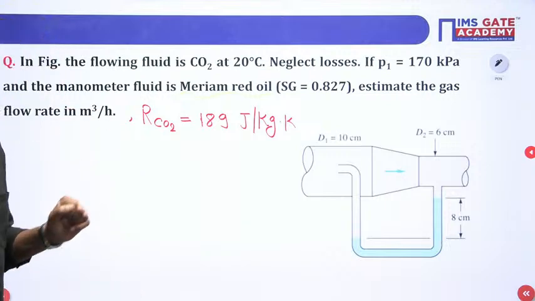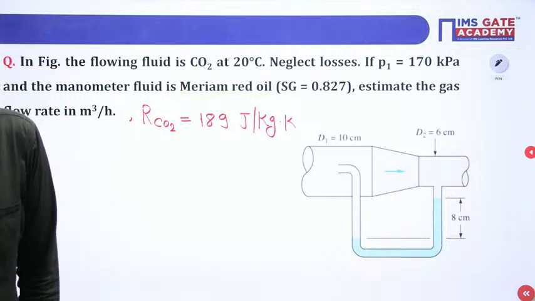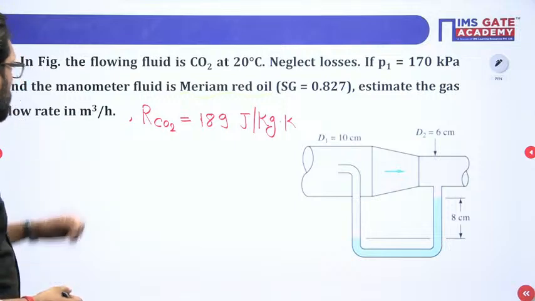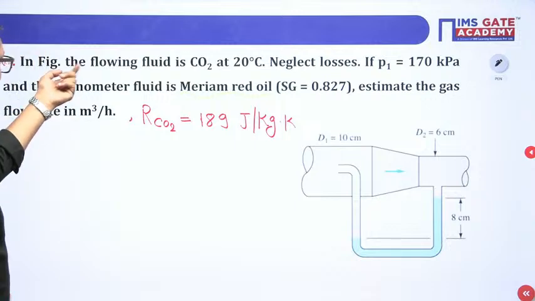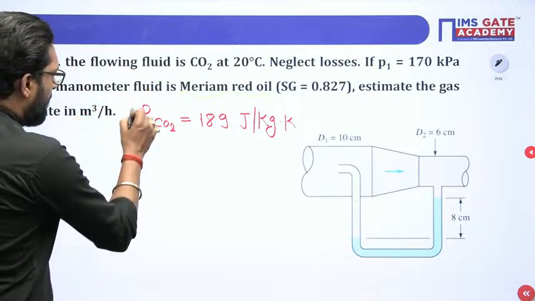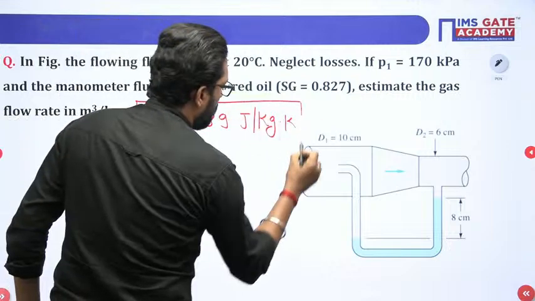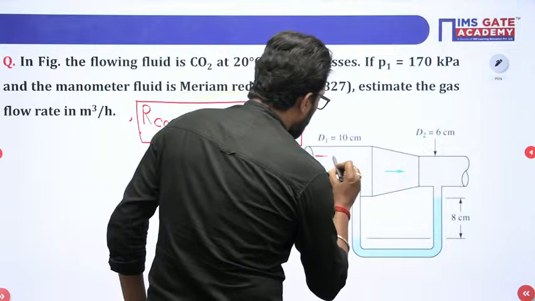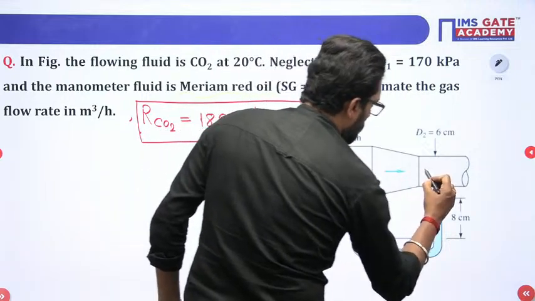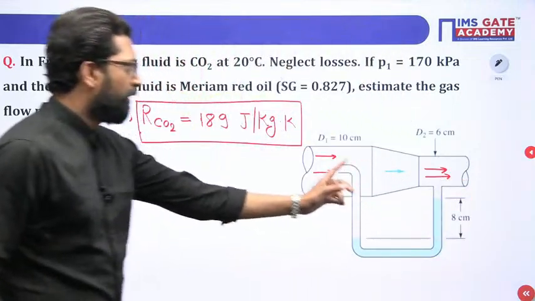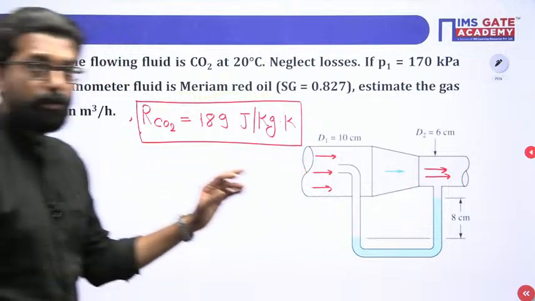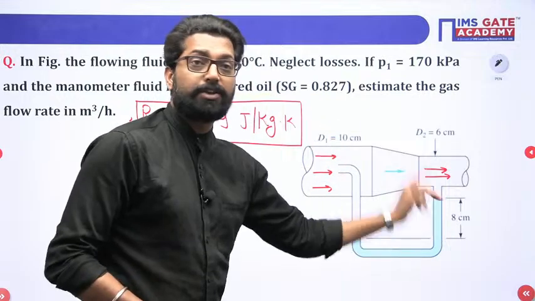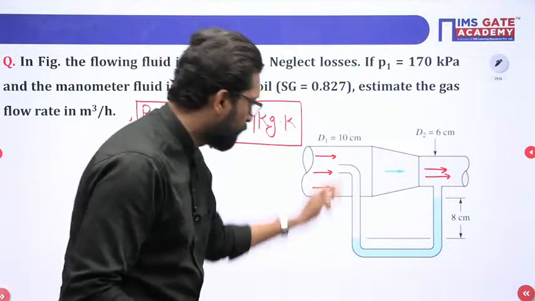Now, the flowing fluid is your ideal gas. Once the flowing fluid is an ideal gas, you don't have the density. Why? Because this is your Pitot tube. It is not a manometer. Mind it, beta. This is your Pitot tube.